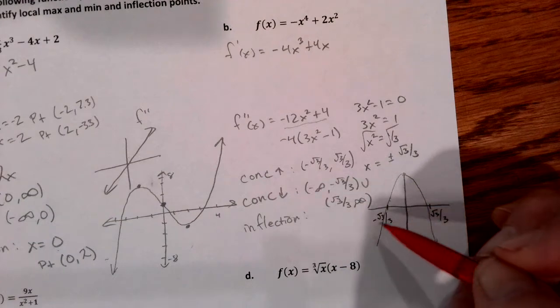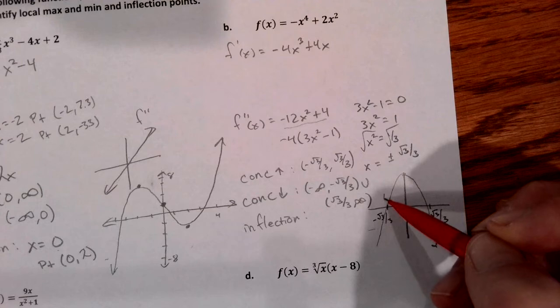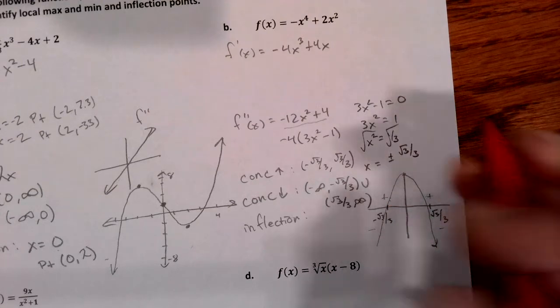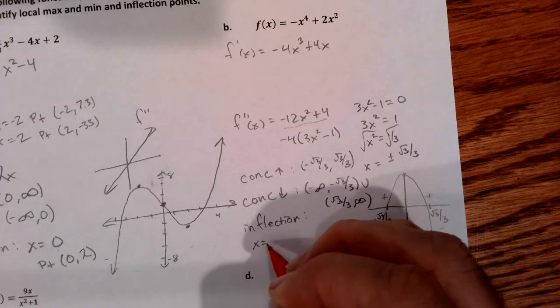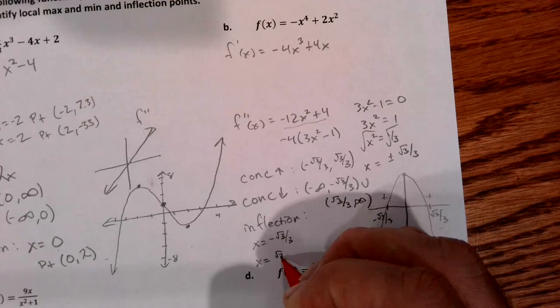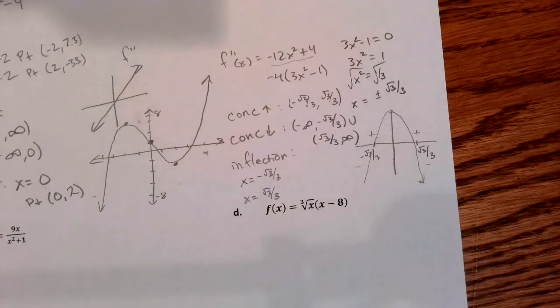And then inflection happens wherever f double prime changes sign. So you can see it goes from negative to positive here, and it goes from positive to negative here. So inflection happens at x equals -root 3 over 3 and x equals positive root 3 over 3. Those are your two values where you have inflection. Now we could come up with coordinates like we did in the last one, but I'm not going to do that in this situation. We are going to be moving on to sketching larger curves, and so we are going to need that skill in the future.